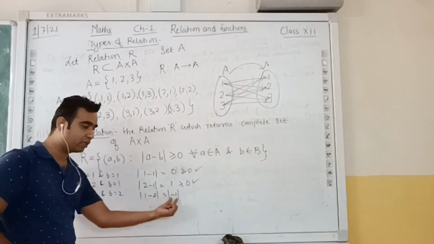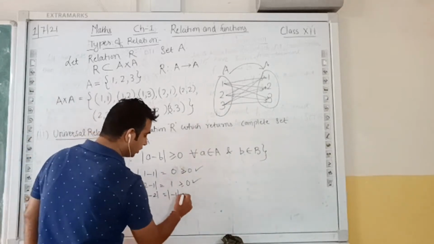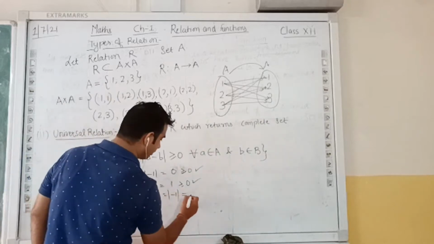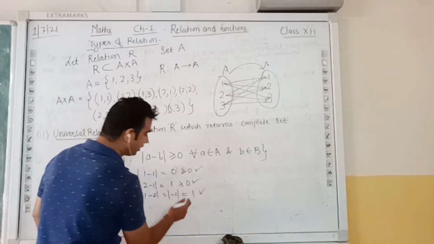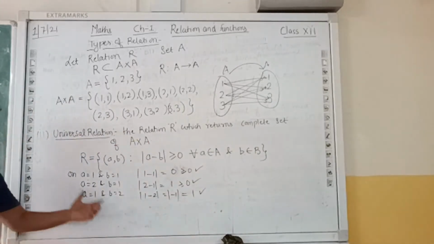But if I get this value out of the mod then the value will be converted into positive, because mod हमेशा क्या करता है नेगेटिव को पॉजिटिव में कन्वर्ट कर देता है. Then we get a positive number. Again, it will be greater than 0. So here it's satisfying all the relations.